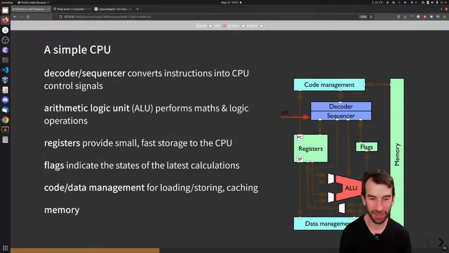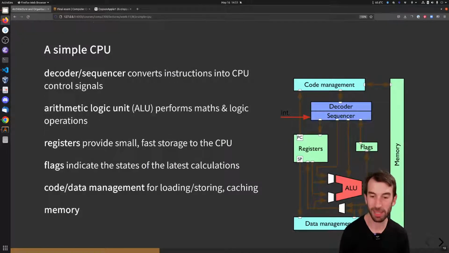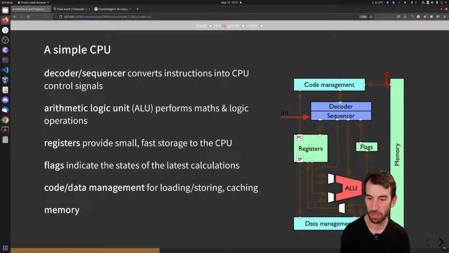So let's have a look at our simple CPU. Remember this diagram? We had some memory, and we had an ALU that had outputs to some flags and outputs to some data management module. And we had some registers. And we had some kind of thing that would be decoding and sequencing different kinds of the code coming in from the instructions sequence within your memory.